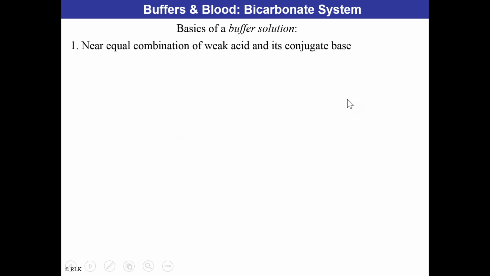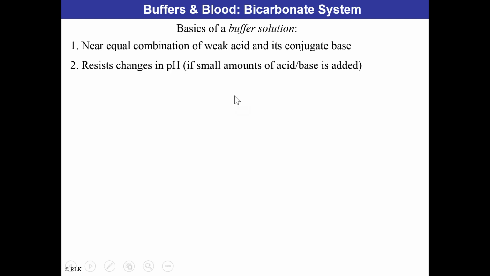All right, so buffers and blood. Let's also talk about bicarbonates, okay? The basics of a buffer solution, you probably have heard this before, are the following: a near equal combination of a weak acid and its conjugate base. Notice that it's not necessarily talking about a strong acid or strong base, okay? So buffers are generally going to be used pretty much in their entirety with weak acids and weak bases.